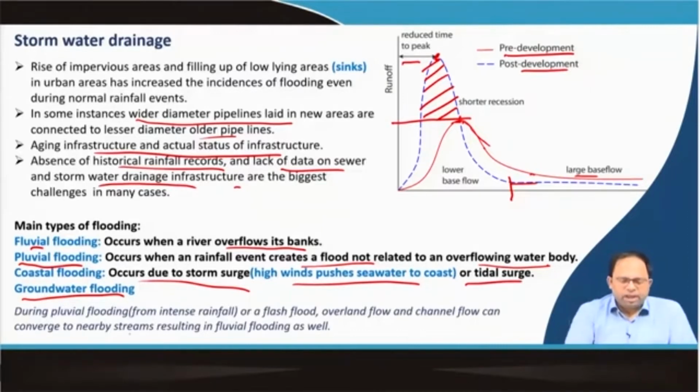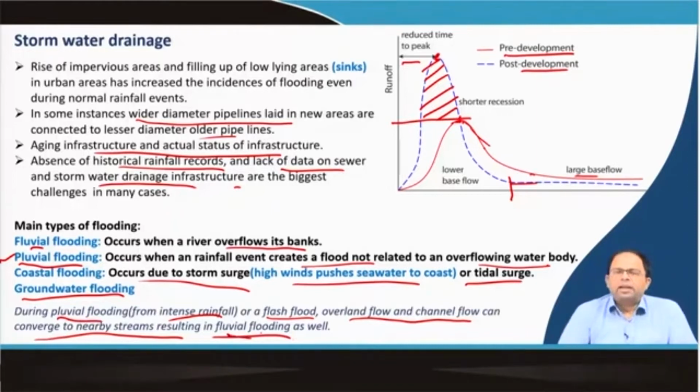So, during pluvial flooding, that is urban flooding from intense rainfall or a flash flood, overland flow and channel flow can converge to nearby streams, resulting in fluvial flooding as well. So, pluvial flooding and fluvial flooding can also happen together. That means, when too much rainfall is generated in an urban area, and it all flows into the nearby channel, it could also create some amount of fluvial flooding from that as well.